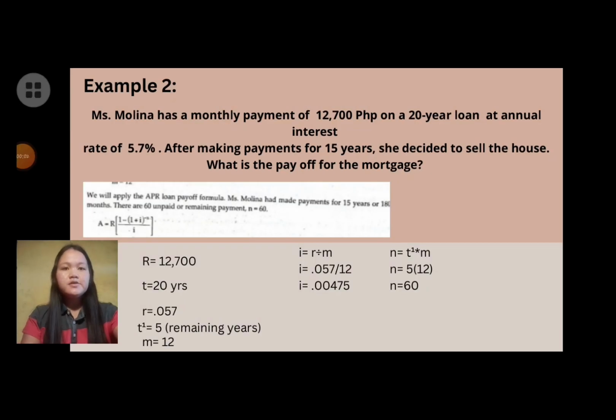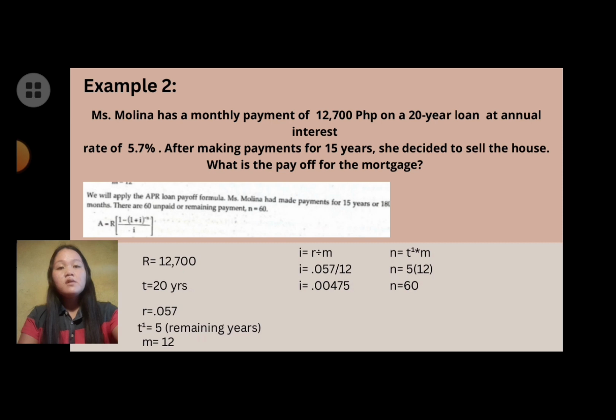Another example: Miss Molina has a monthly payment of 12,700 pesos in a 20-year loan at an annual interest rate of 5.7%. After making payments for 15 years, she decided to sell the house. What is the payoff for the mortgage? This example is quite different from the one that we had earlier because the regular payment is already given, and what we are to find is the remaining balance or remaining debt that Miss Molina still needs to pay.